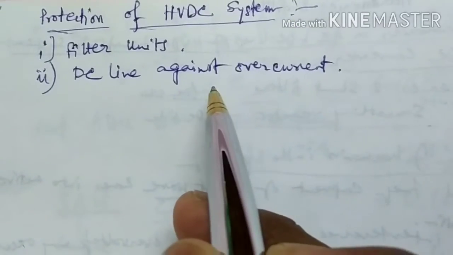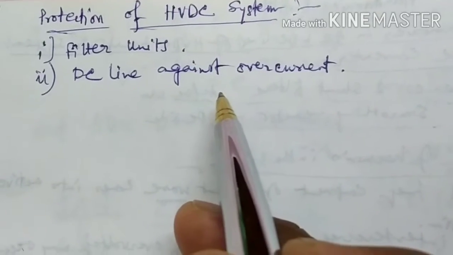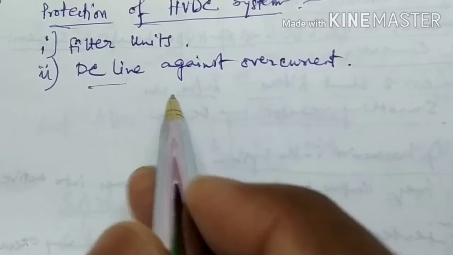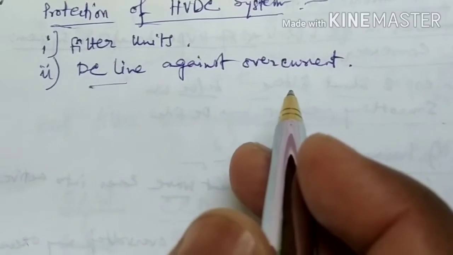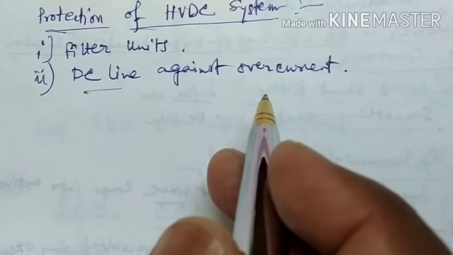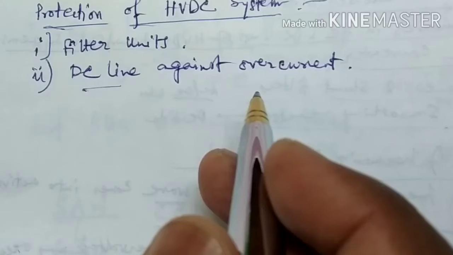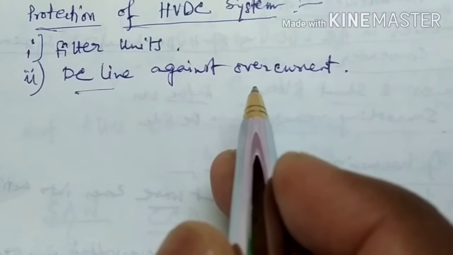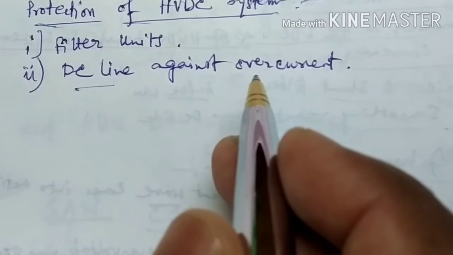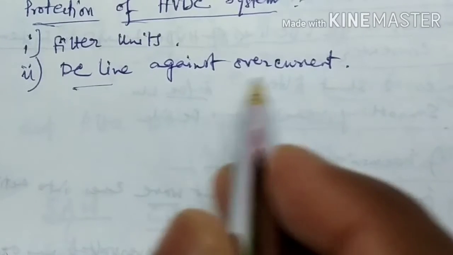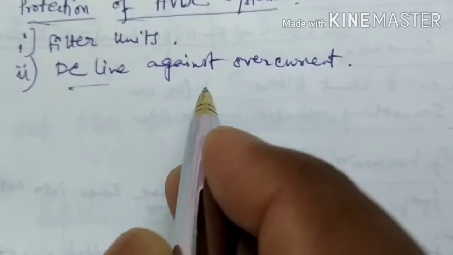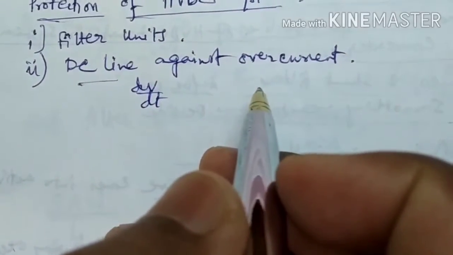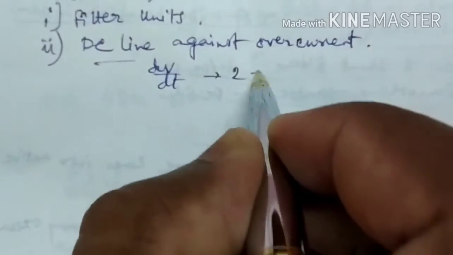So the next point, that is DC line against overcurrent. The most common faults are DC line to ground and pole to pole short circuit, and one of the main causes is either lightning or insulator failure. Usually the smoothing reactors limit the current to less than 3 per unit, and detection of fault is done by comparing DVDT after some time lag, that is a time lag of 2 to 3 milliseconds.